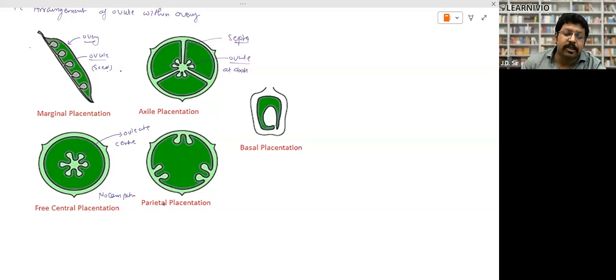Parietal placentation, you must have seen in papaya. In papaya, the seeds are found at the peripheral part, all across. That is called parietal placentation, right? In basal placentation, the ovule is found at the base. This is found in maize, right? Maize, you can see. Parietal placentation, you must have seen in papaya, right?